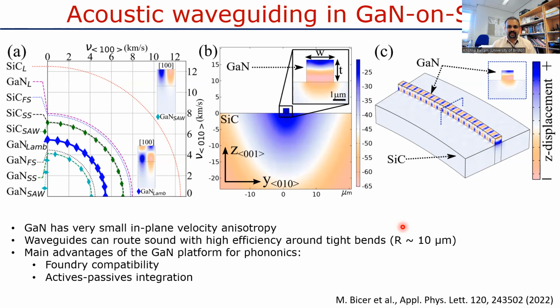But the main reason for excitement around this, and why we believe this is a good platform to study these kinds of devices, or these phononic integrated circuits, is because gallium nitride now has a foundry infrastructure that one can exploit. More importantly, because it's a moderately piezoelectric semiconductor, it provides the best platform for this kind of active-passive integration. While we haven't yet done that, this is the route we are going to take.